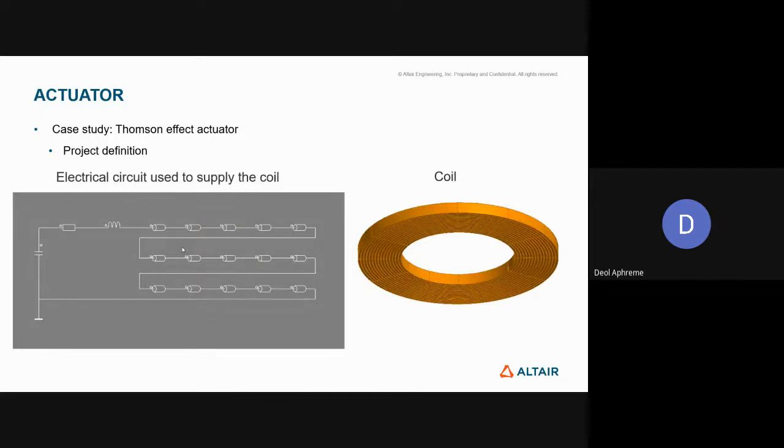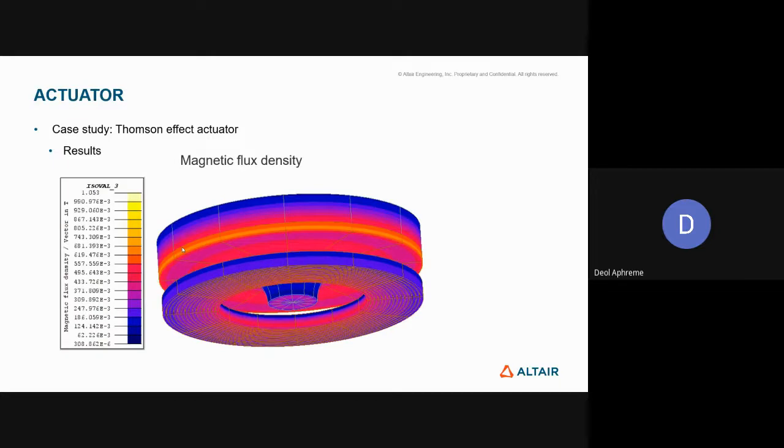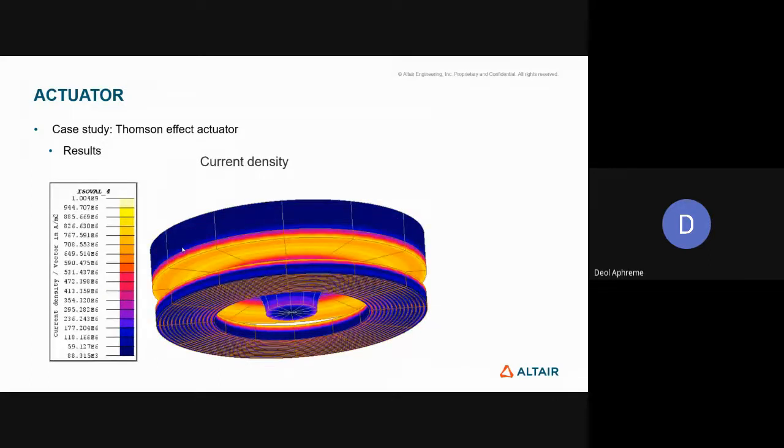Because you have different coils, each coil is individually modeled, and there's an inductance, a resistance and a capacitance that is being pushed through this region. Then you give the movement of the mobile parts to see the current density. This is the magnetic flux density, the distribution of the same, to see if there are any saturation points in your geometry. This is the current density.